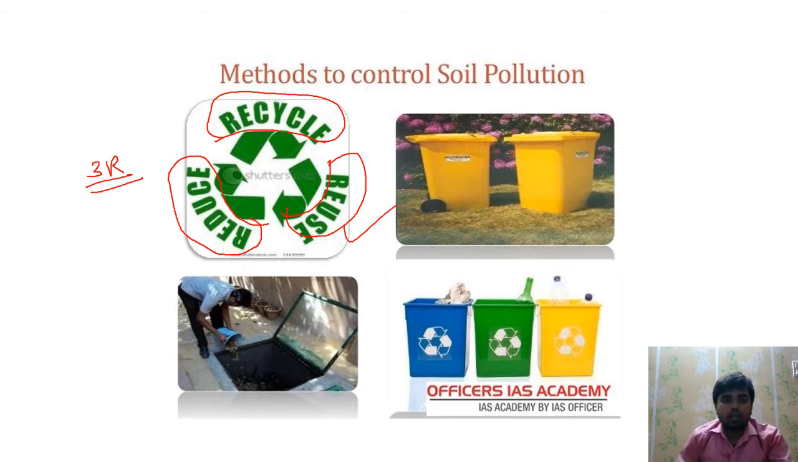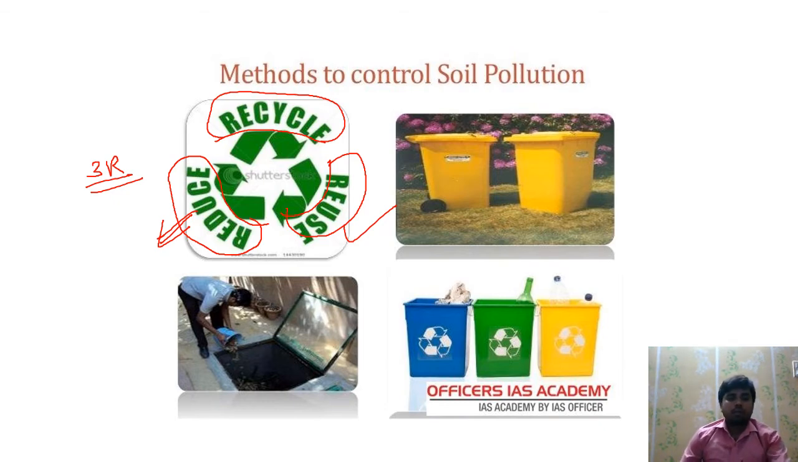And reduce means we can reduce the use of plastic. Like if we go to the market, then instead of taking polythene from the shopkeeper, we should take our own bags. So it will reduce the soil pollution. So we should always focus on the 3 R's, that is recycle, reuse and reduce.